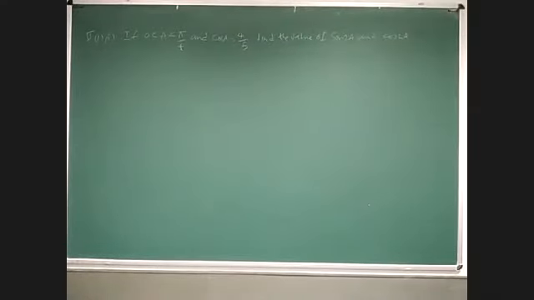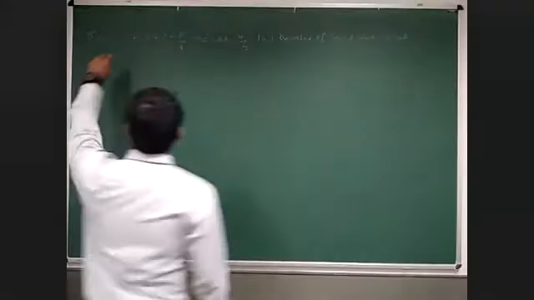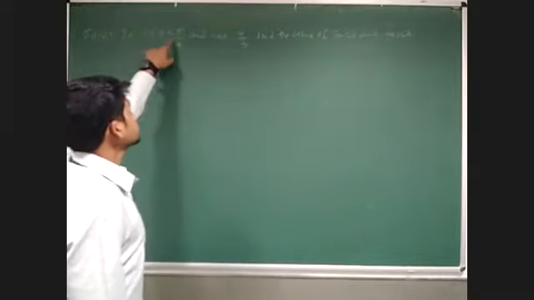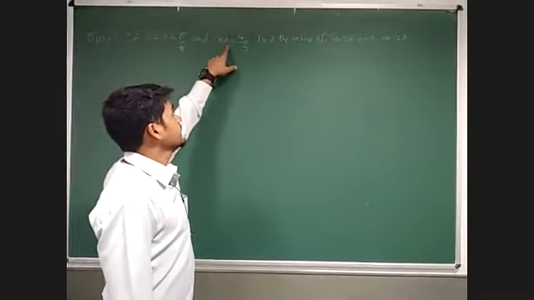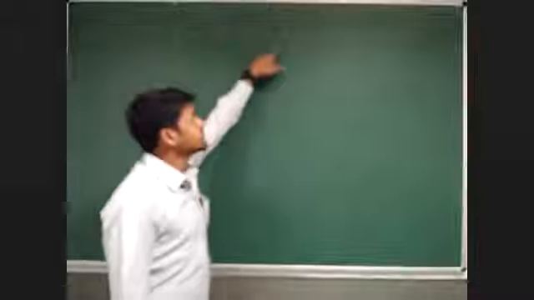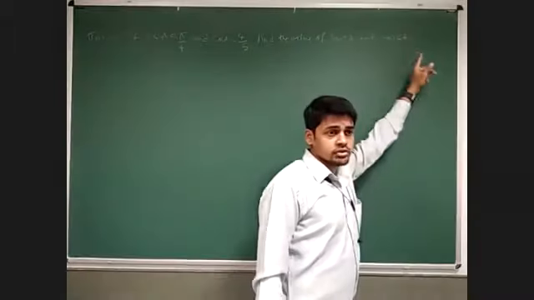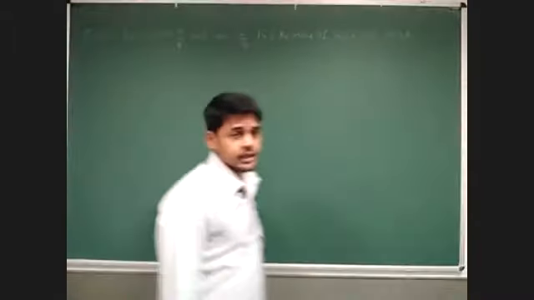How can we solve that equation? Okay, boys, is the board clear to you? See, the question is: if 0 less than a less than pi by 4 and cos a is equal to 4 by 5, find the value of sine 2a and cos 2a. Okay, this is the question.